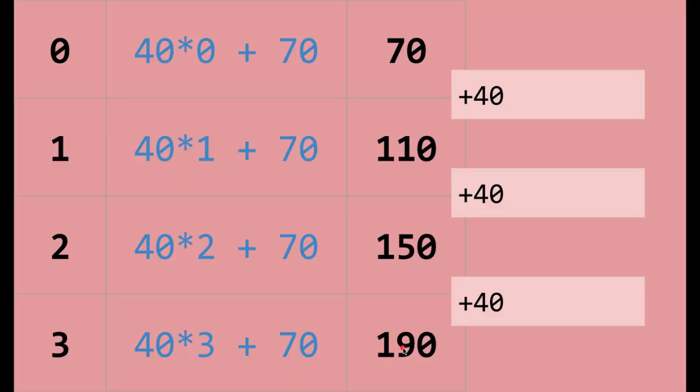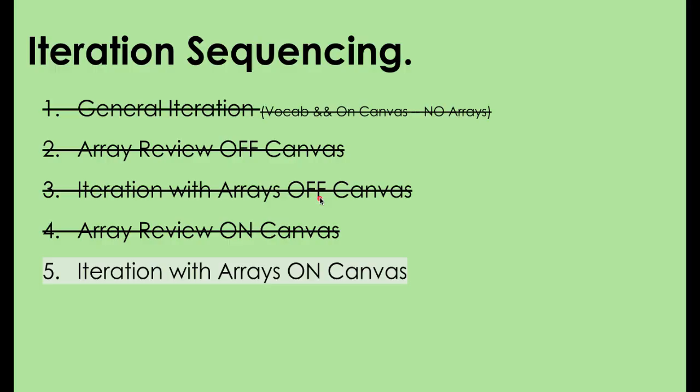We could also do this for another one. You'll notice this time it goes up by 40. So instead of putting 50 here times my 0, 1, 2, and 3, I'm putting 40. And instead of putting 75, I put 70 because that's where I started.